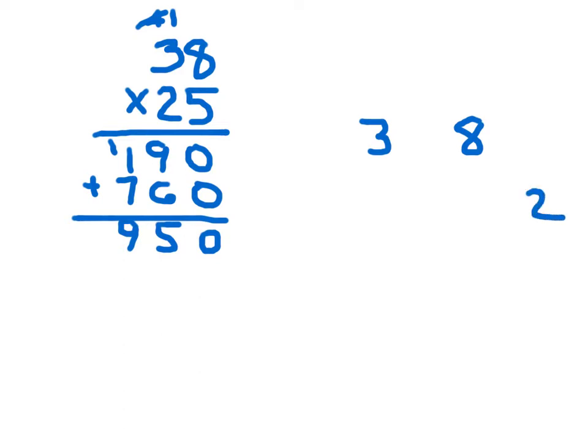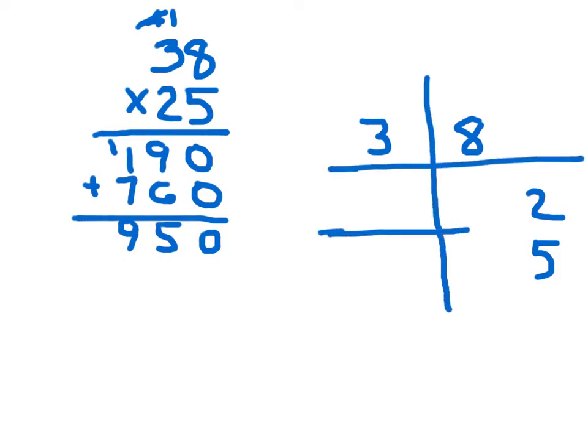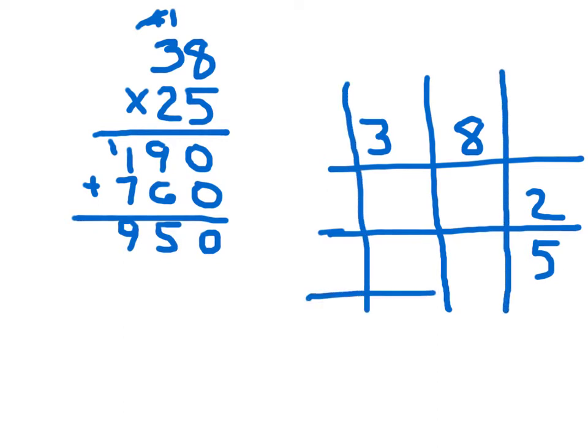So we'll set up that lattice right here, that lattice grid, 38 times 25. And after we set up that lattice grid, we can use that to multiply these numbers together. And then so we've got 8 times 2 equaling 16. Actually, let me draw the diagonals first before I start multiplying these things together.